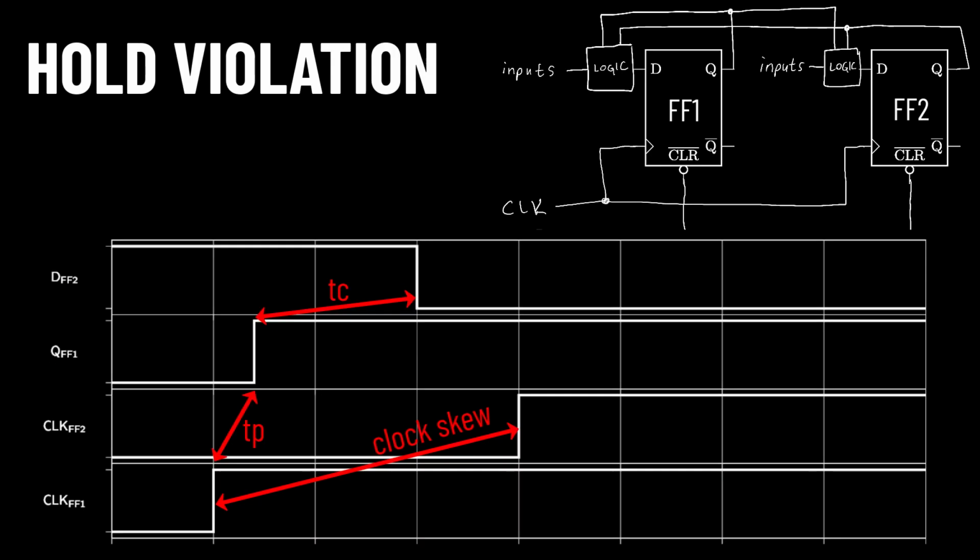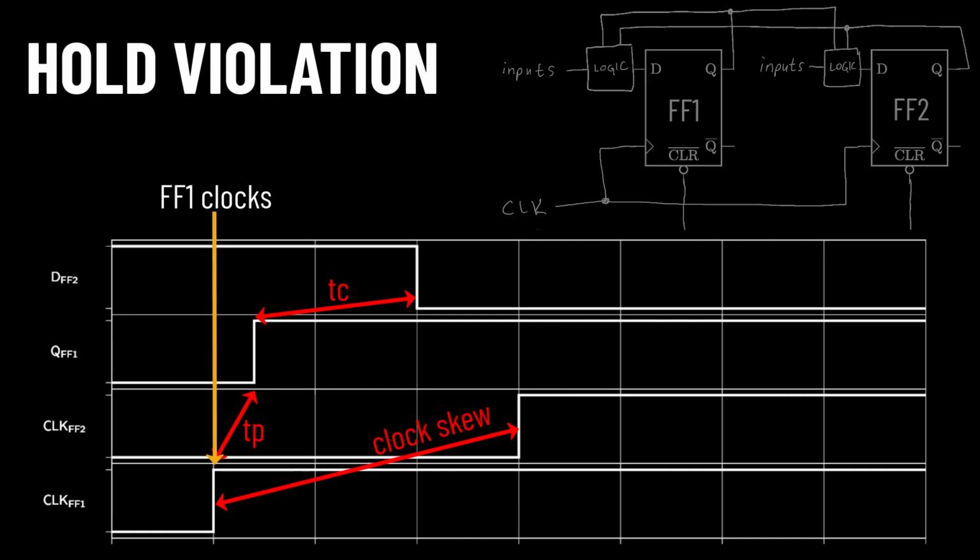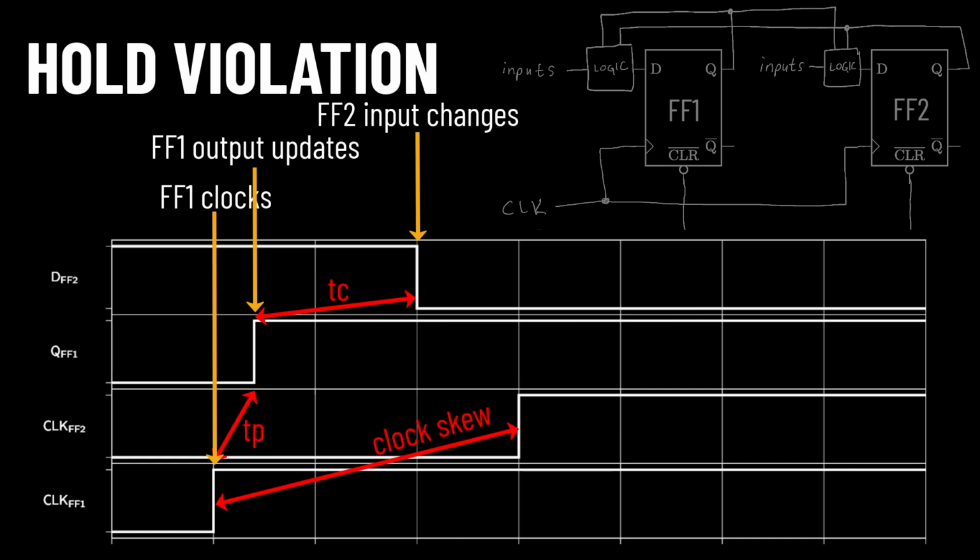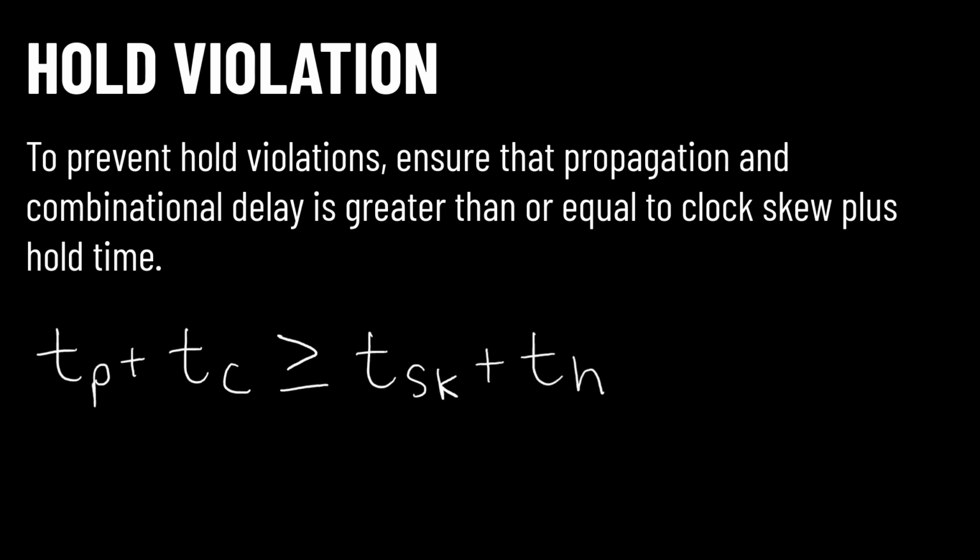Looking at our circuit containing two flip-flops, an issue known as a hold violation occurs if flip-flop 1 clocks first, updates its output, and subsequently causes the input to flip-flop 2 to change before the previous data had been clocked in. This issue cannot be solved by changing the clock frequency. In this case, we would need to ensure that the propagation and combinational delay times are both greater than or equal to any clock skew plus the hold time required on each flip-flop.